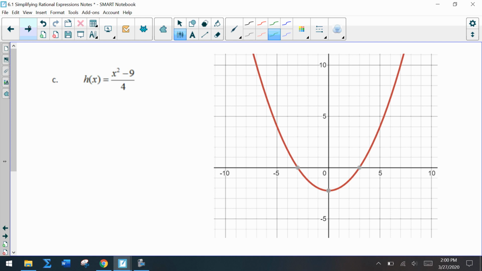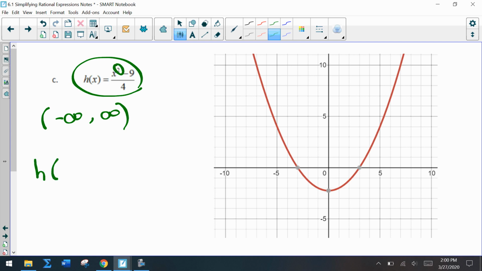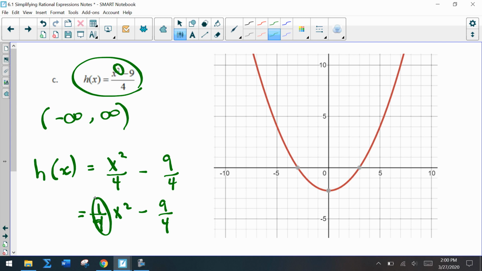Okay, so for this one, our domain was negative infinity to infinity. And notice how it's an x squared in that numerator, so it's a quadratic. But h of x can also be rewritten as x squared over 4 minus 9/4, or 1/4 x squared minus 9/4. So we have this stretch factor, and we have a parabola. So that's what this graph will look like. It's still a rational function, but the specific type of rational function is a quadratic, and it creates this parabola.